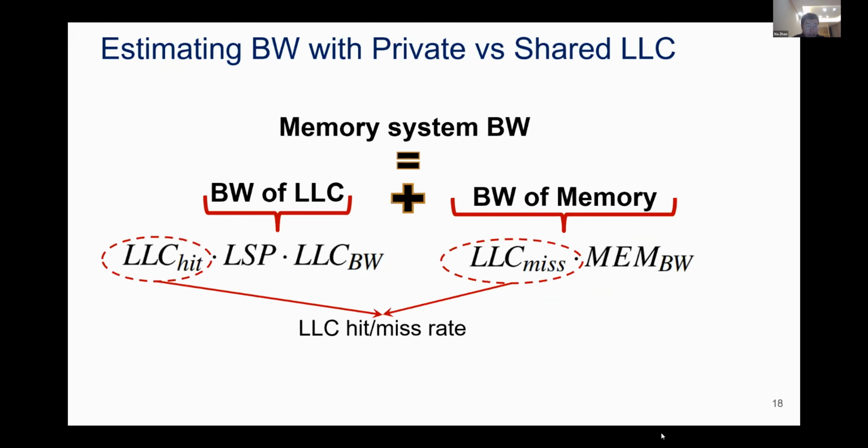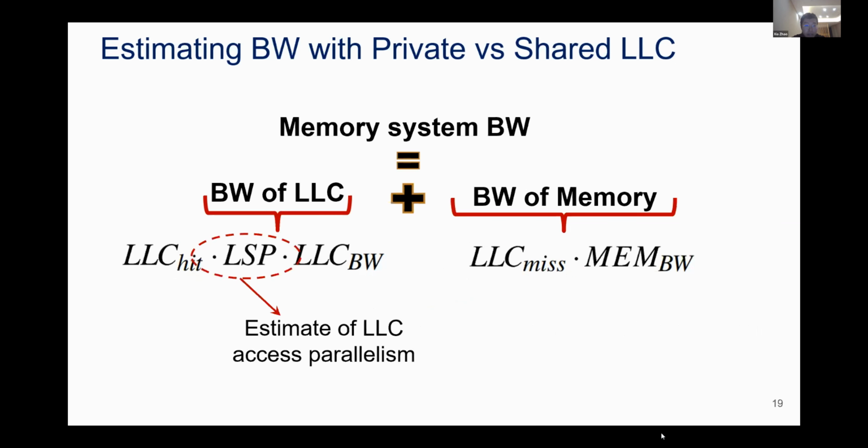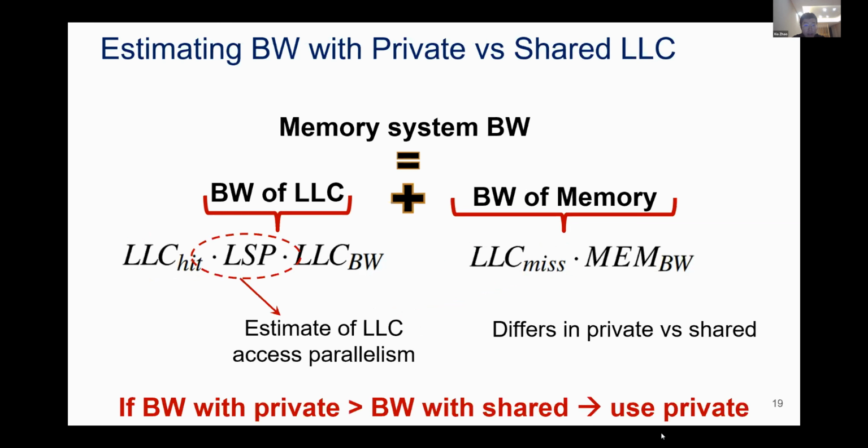The LLC hit rate and the miss rate are different in private and shared LLC. This can be estimated by using the auxiliary tag directory. The LSP is used to estimate the LLC access parallelism. This is different in private and shared LLC. If the bandwidth in the private LLC is larger than the bandwidth in the shared LLC, we will use the private LLC.